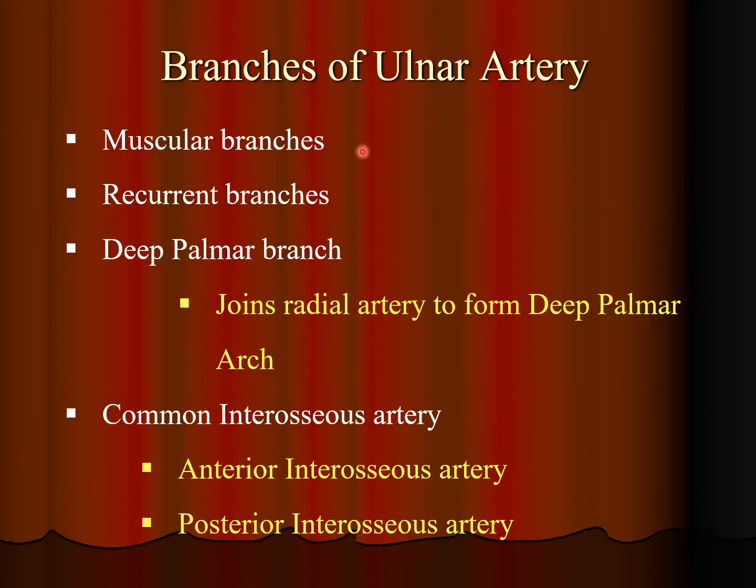It gives muscular branches again to the surrounding muscles, recurrent branches to make anastomosis around the elbow, and a deep branch to join with the radial artery and form the deep palmar arch. And a very important branch it gives is known as the common interosseous artery, which is further divisible into anterior interosseous and posterior interosseous. Anterior interosseous runs anterior to the interosseous membrane to the anterior compartment deeply, and posterior interosseous passes behind the interosseous membrane and supplies the posterior compartment of the forearm.